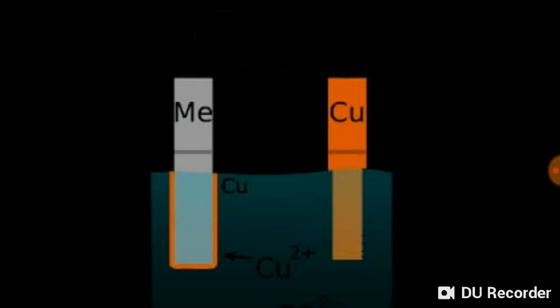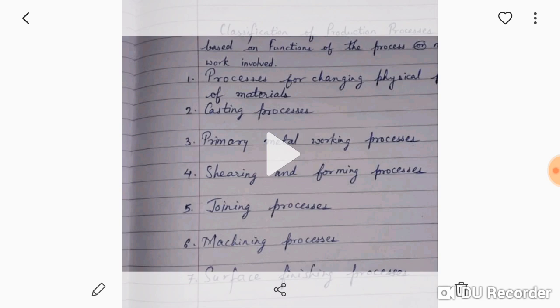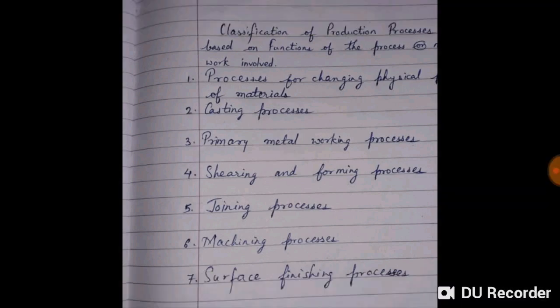So the last one about surface finishing processes, here it is electroplating. As you can see, the material from one element is getting removed and it is getting deposited on the other metal, so it increases the surface finish as well as the wear resistance. So this was the classification of production processes, which was based on the functions of the process or the nature of work involved.